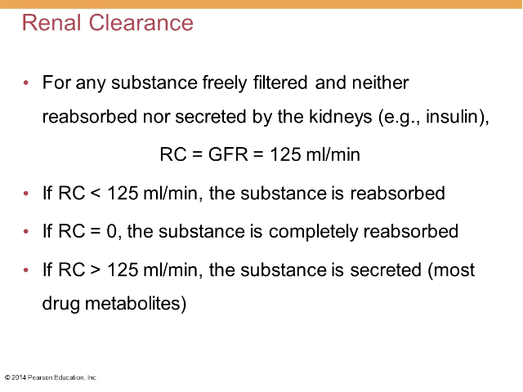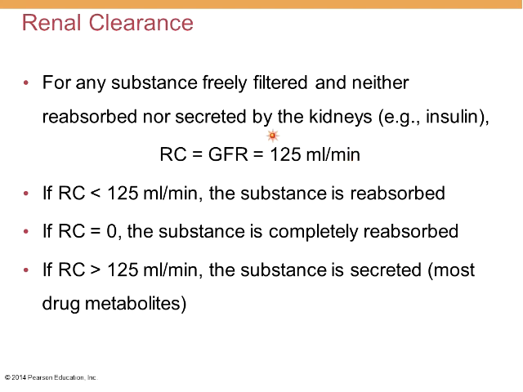Now, for any substance freely filtered and neither reabsorbed nor secreted by the kidneys, like inulin or creatinine, the GFR should be around 125 mils per minute. I mentioned that before, we were looking at the glomerular filtration rate. If it's below 125 mils per minute, the substance is reabsorbed. If the renal clearance is 0, the substance is completely reabsorbed. If the renal clearance is greater than 125, the substance is secreted. Most drug metabolites really fall into that line.